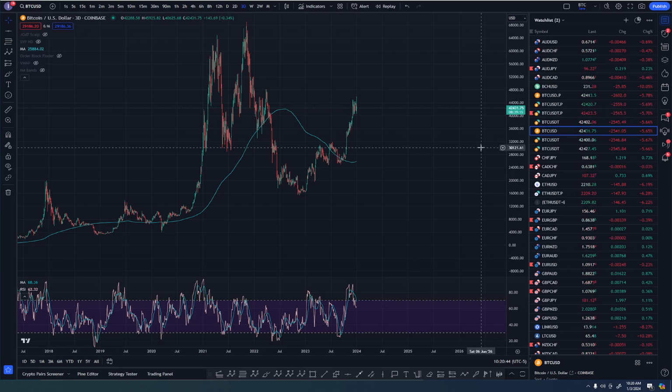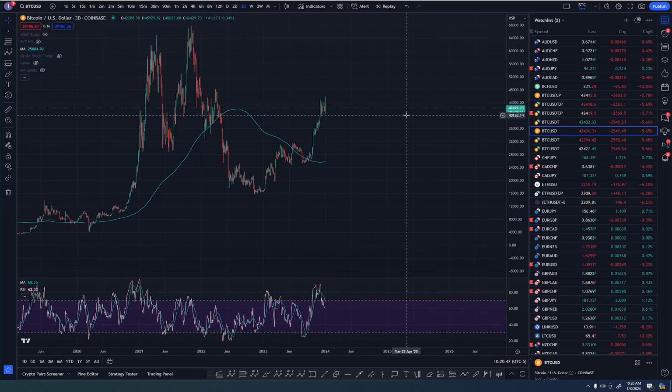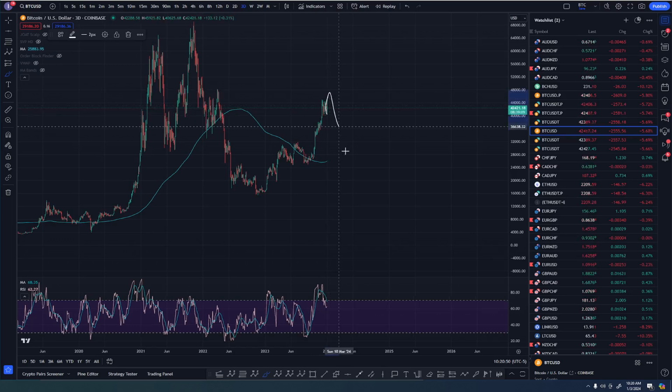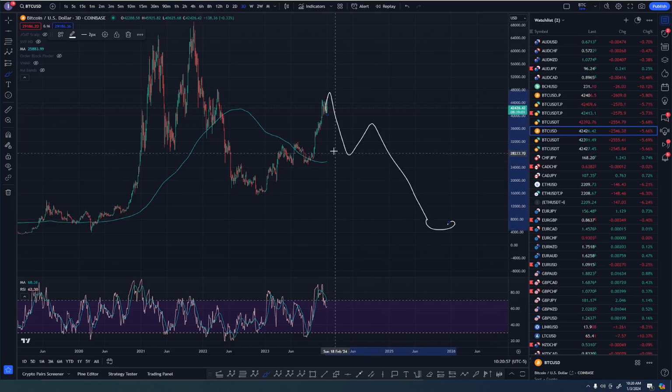Okay, so what are we looking at here? Macro here. The macro is one more hit to the high, potentially, and then rejection in 3-wave fashion back down to $3,000. That's my primary idea. That's my number one idea.